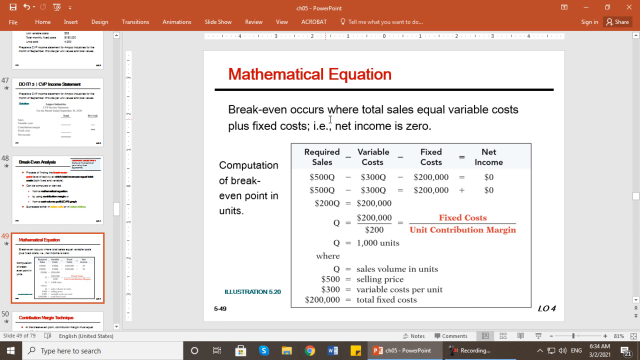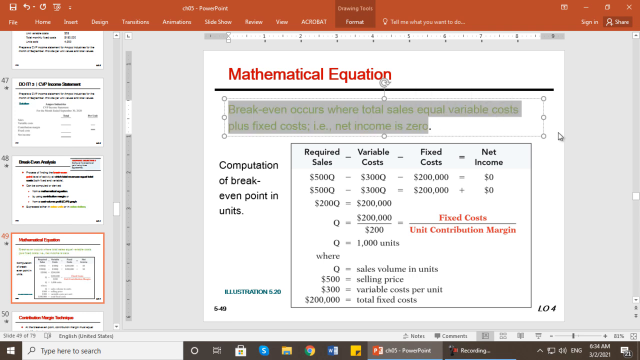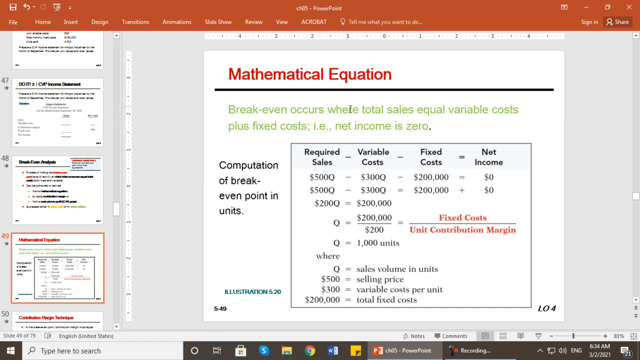Break-even occurs when total sales equal variable cost plus fixed cost. Net income is 0. This is very important for true and false questions. Break-even occurs when total sales equal variable cost plus fixed cost. Also, net income is 0. Computation of break-even point in units.